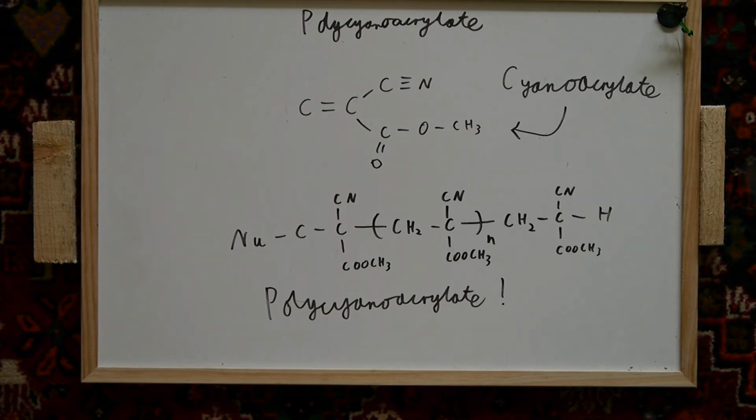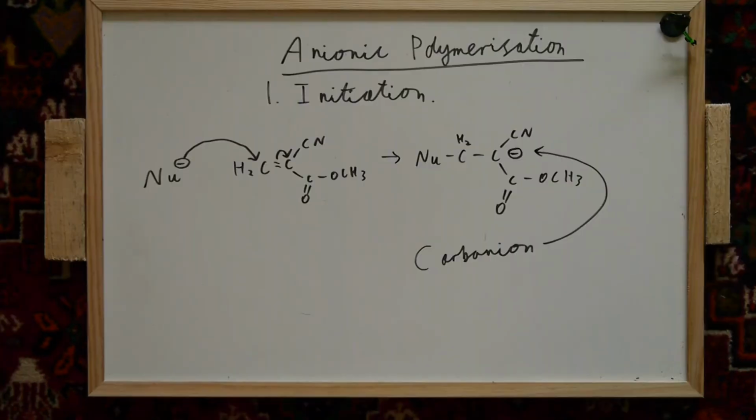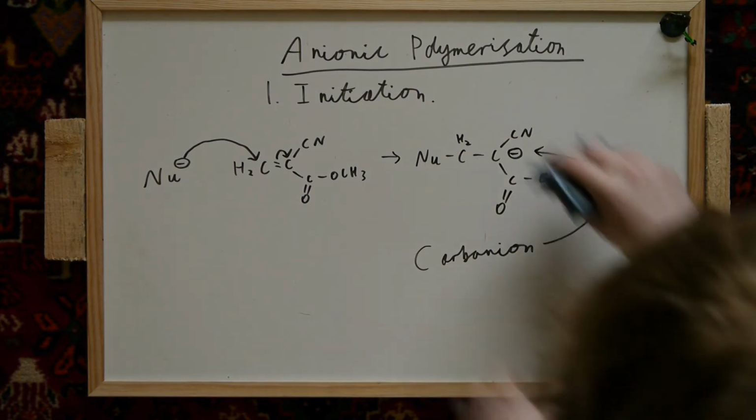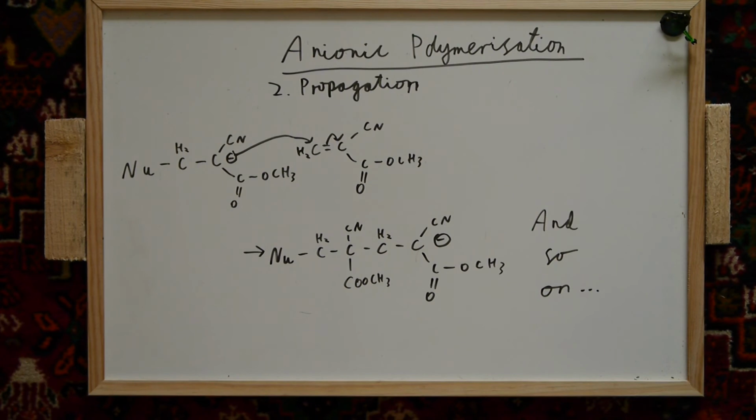This is formed by anionic polymerization. Firstly, the nucleophile donates its electron pair into a double bond, breaking it and forming a carbanion. This carbanion then adds on to another double bond, breaking it and forming another carbanion, and this continues on to form the chain.